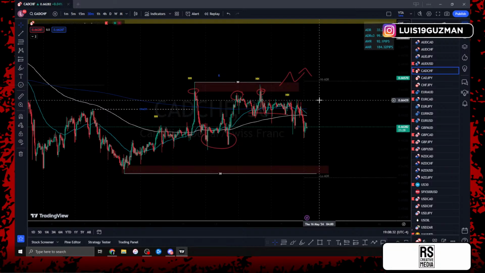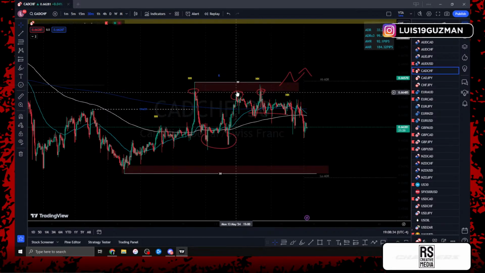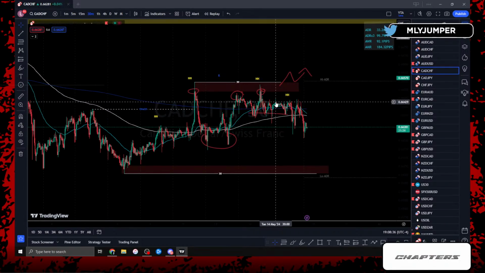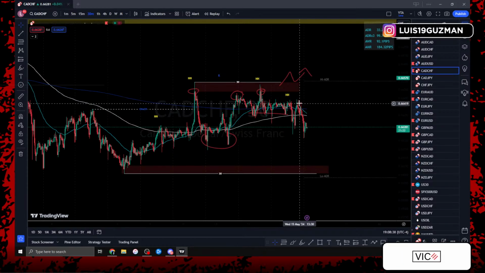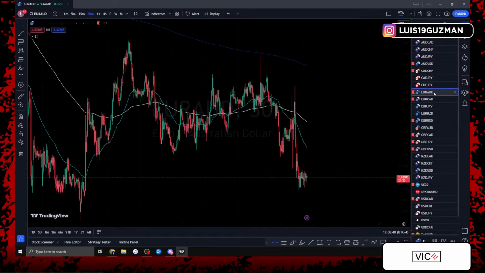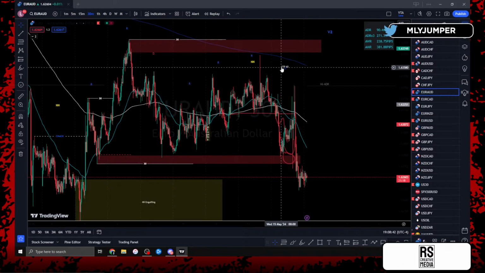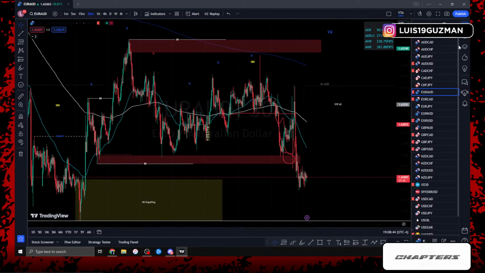Again, we want to see higher highs and higher lows. Right now, what is price doing? High, low, higher high, low. Price just consolidating, lower low, lower high, lower low. So not the best place to look for a trade. Euro AUD, let's update this one.